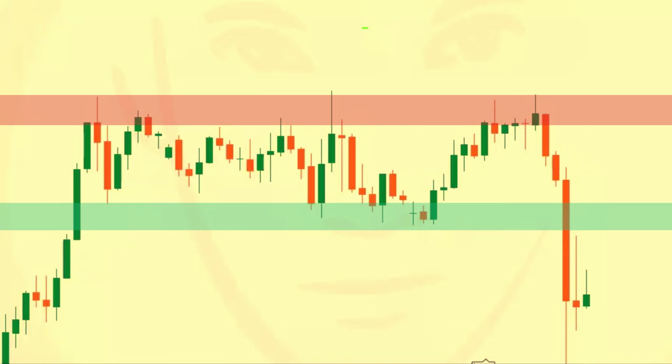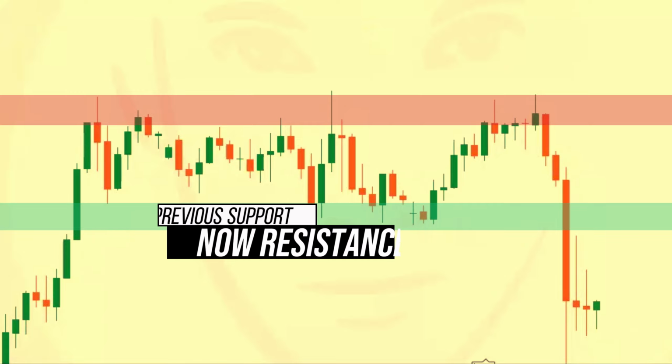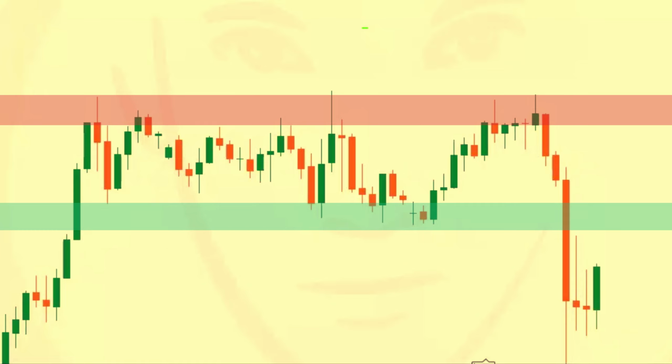Strategy 3. The retest trade, the poor man's breakout. This is often a safer, higher probability entry than chasing the initial breakout. After a level breaks, you wait for price to return to that level. The old resistance now becomes new support, or vice versa. If it holds on the retest, that's your confirmation to enter in the direction of the breakout. Your stop loss goes on the other side of the retested level.